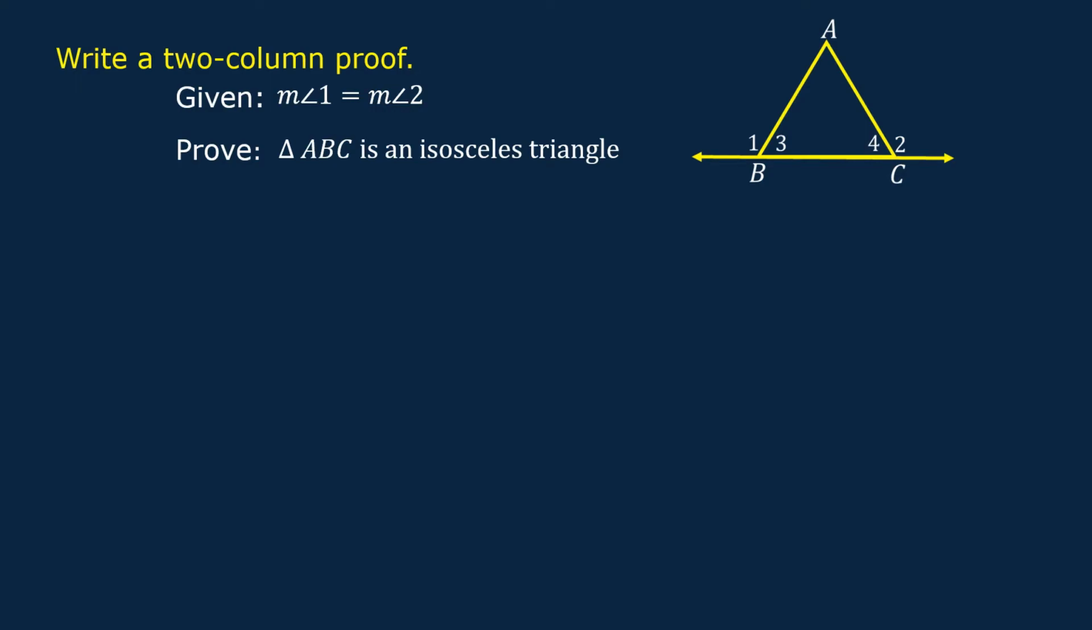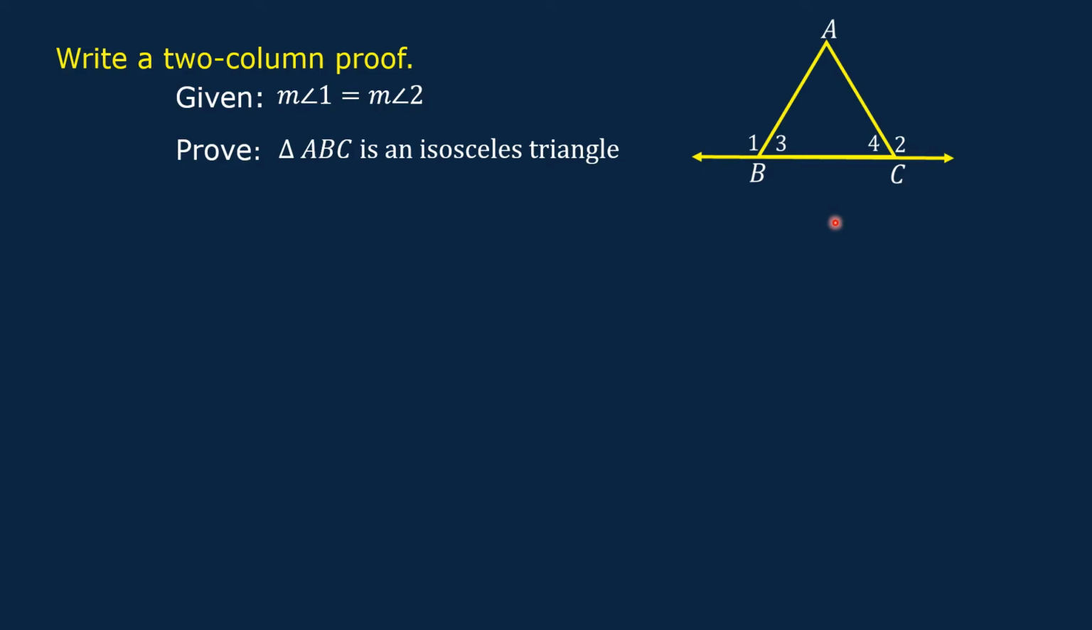Write a two-column proof. Given the measure of angle 1 is equal to the measure of angle 2. Prove triangle ABC is an isosceles triangle. This is the figure. Let us plan the proof.